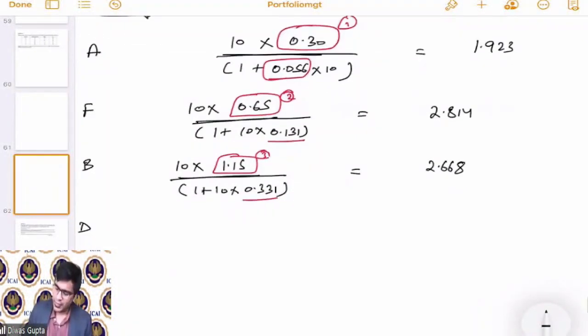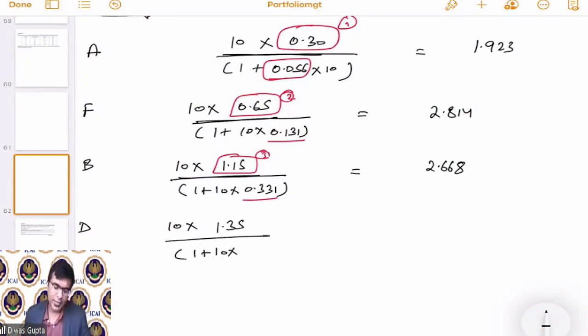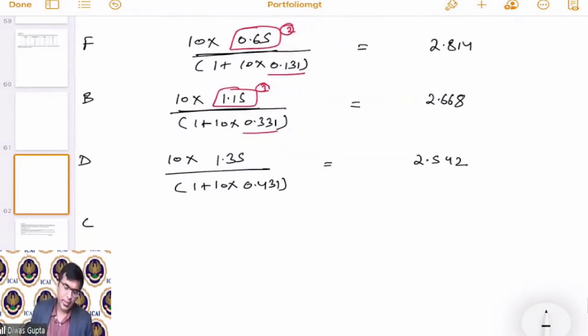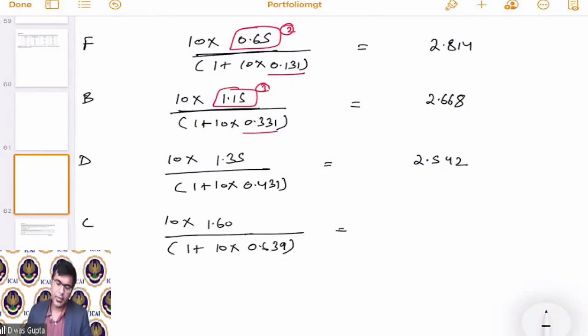Okay. Now D part is what? 10 multiplied by, for D part, the summation numerator is 1.35 divided by 1 plus 10 multiplied by denominator summation is 0.431. So this comes as 2.542. Then C part, it is 10 multiplied by 1.6, 1 plus 10 multiplied by 0.639, which is equal to 2.165.